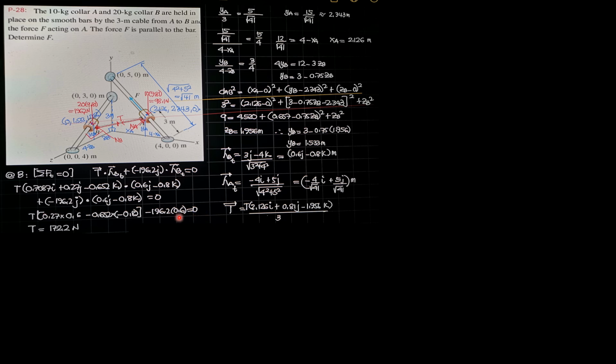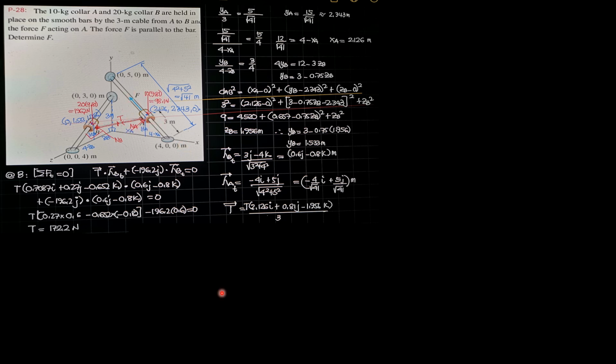So from this equation, we can now solve for T. It is 196.2 times 0.6, positive to the right, divided by the quantity 0.27 times 0.6, because this is positive, plus 0.652 times 0.8. So the magnitude of T is 172.2. Take note that it is directed in that direction. When we transfer to point A, this T is not the T in this vector form, but rather the negative of this vector form, because it is now in the opposite direction if we draw the free body diagram of collar A.